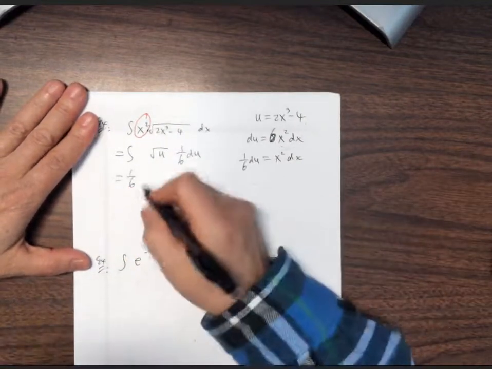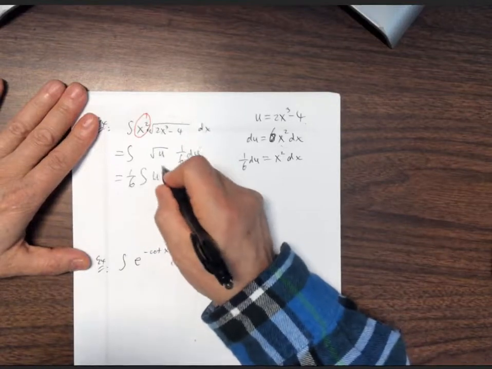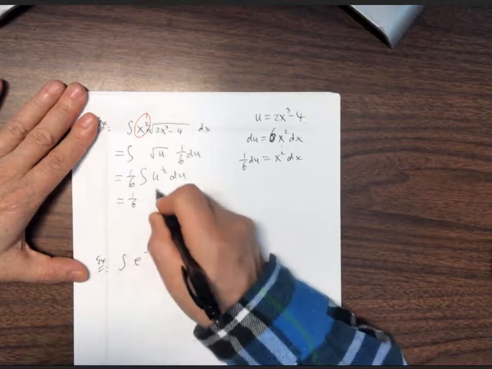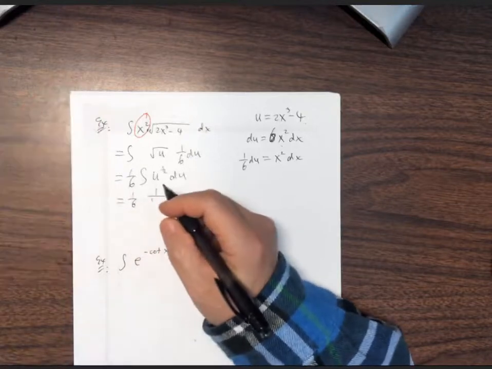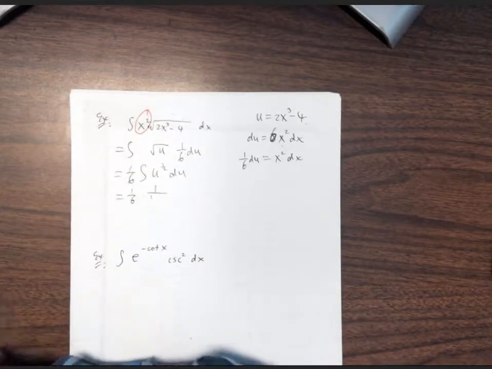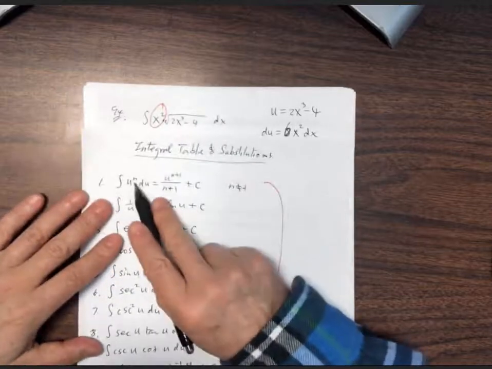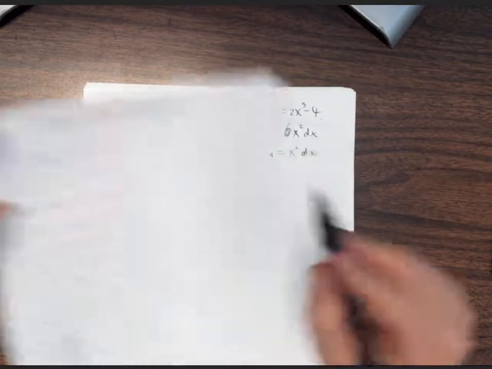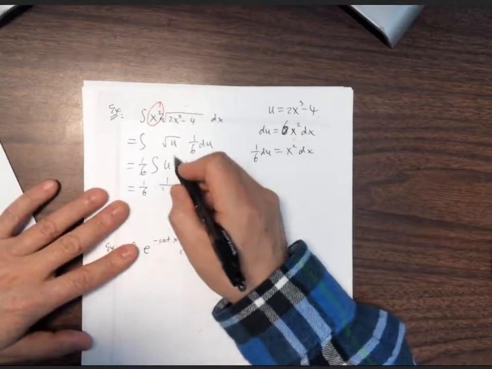1 over 6, and this is just a power. Apply the simple integration formula, the power rule: u to the n plus 1 over n plus 1. This is n.